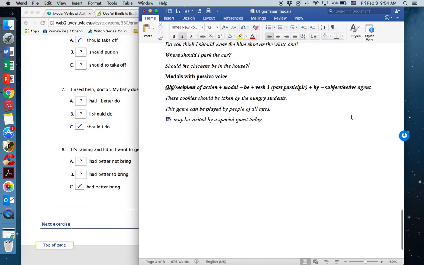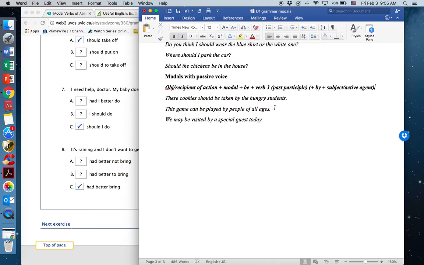Okay, and finally, modals with passive voice. Object or recipient of action comes first, and then the modal plus be, and then verb 3, by, and this can be implied. Doesn't always have to be there. Put a parentheses around this because we don't always have to say who the subject or active agent is. These cookies should be taken by the hungry students instead of the hungry students should take these cookies.